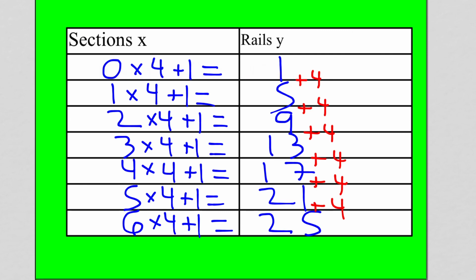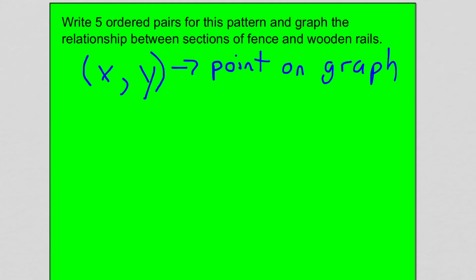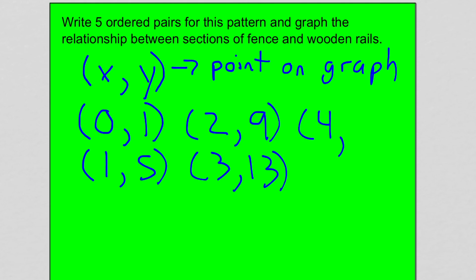When x is 0, y is 1. When x is 1, y is 5. When x is 2, y is 9, and so on. So let's write these as ordered pairs. So you put a parentheses, you put the x value first and the y value second. So when x is 0, y is 1. When x is 1, y is 5. When x is 2, y is 9. When x is 3, y is 13. When x is 4, y is 17.